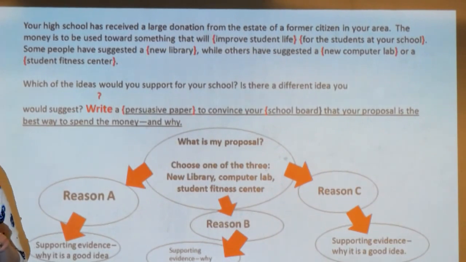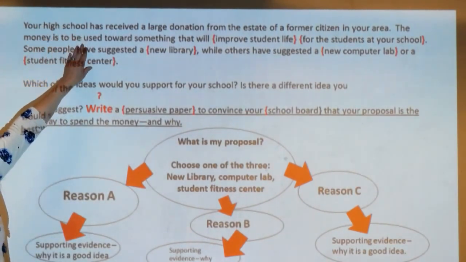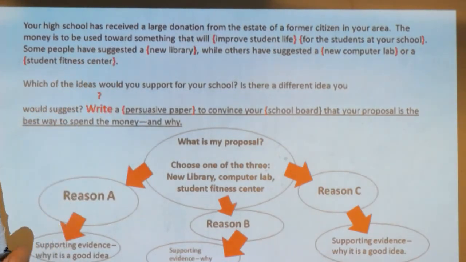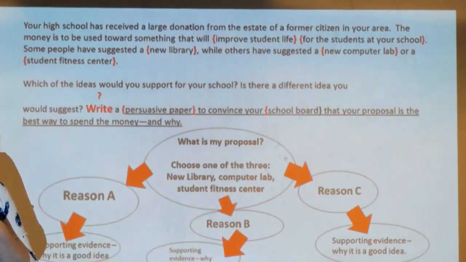But did you back up? Did you notice they gave us extra information up here in the paragraph before the writing prompt? They gave us valuable information that we need to make sure to utilize in writing our essay. I bracketed improve student life because this is what the focus of using this money is for. I bracketed for the students at your school because I'm talking about students at my school. I'm not talking about students in another country.